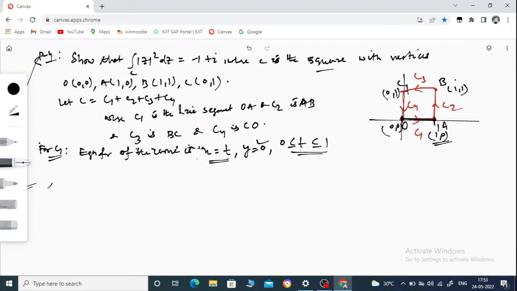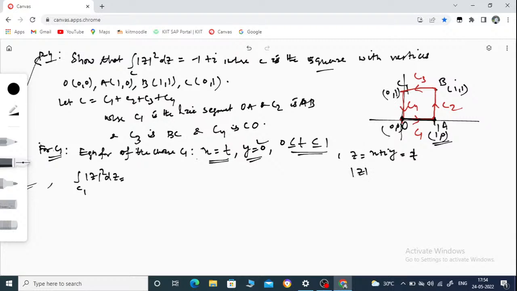The equation of the curve C1. Then what will be my integration? Integration over C1 of mod z bar dz. So x is equal to t, y is equal to 0. So what will be my z? You know z is x plus iy. So in place of x I will write t, and in place of y I will write 0. So z is equal to t, or z of t is t.